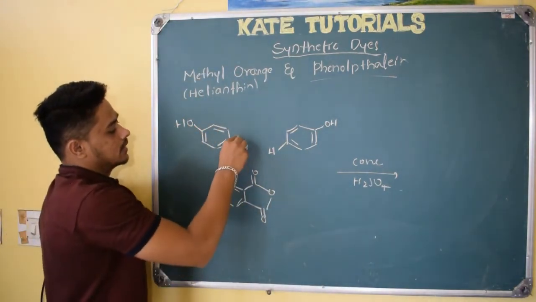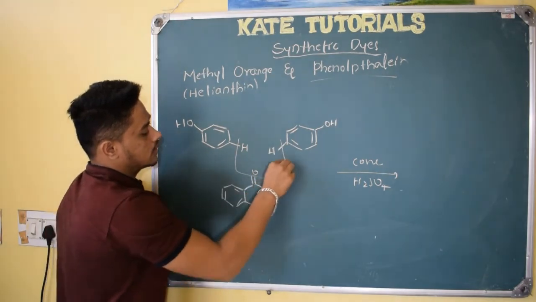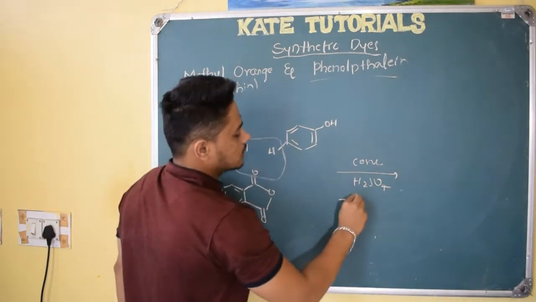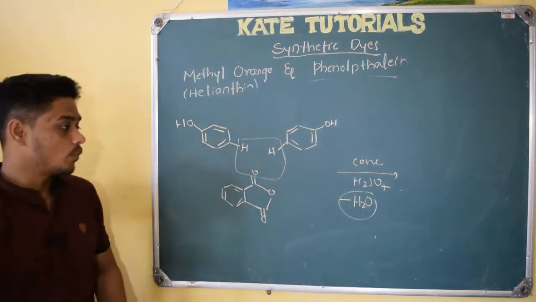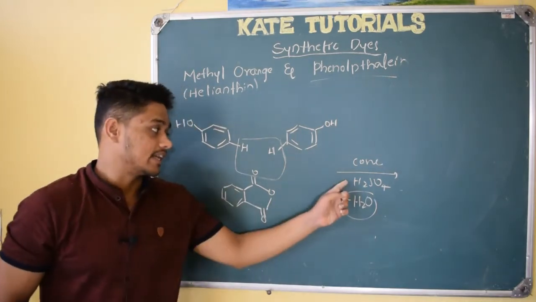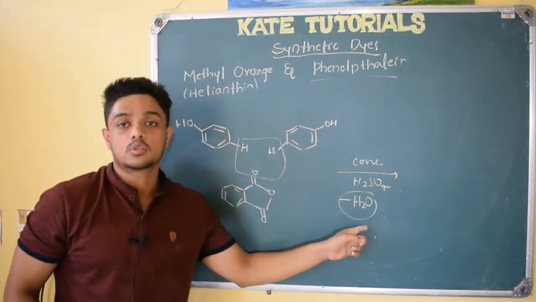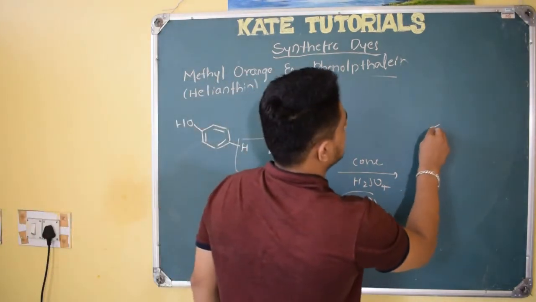What happens? See, H from this, O from this. So all these three will be lost as a water molecule, H2O. So one molecule of water is lost. So this H2SO4 acts as a dehydrating agent. It helps in removal of water. So we call it a dehydrating agent. Right. So what will we get? See here. This one I will get.